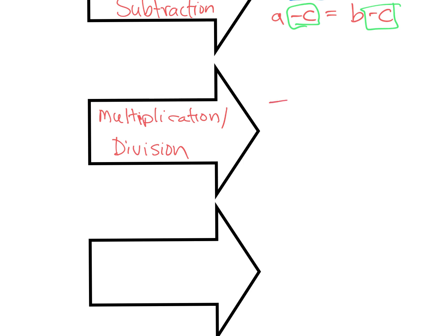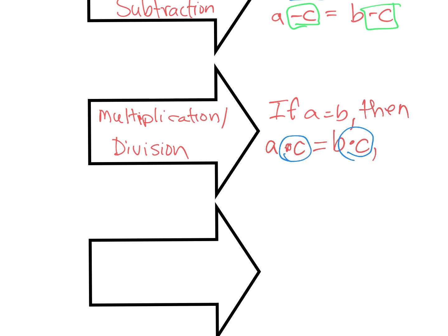So we're going to start it out the same way. If A equals B, so we started out the same thing. Then what we're going to do is multiplication. So if A times C equals B times C, what are you doing? You're multiplying the same thing on both sides. Then you can also do A divided by C equals B divided by C. But C cannot equal 0.